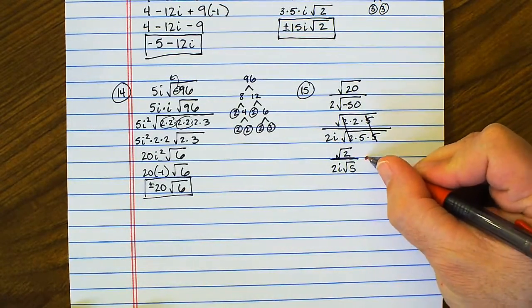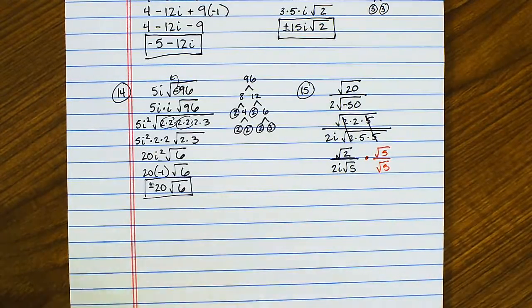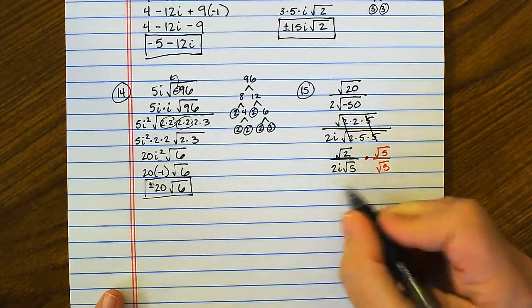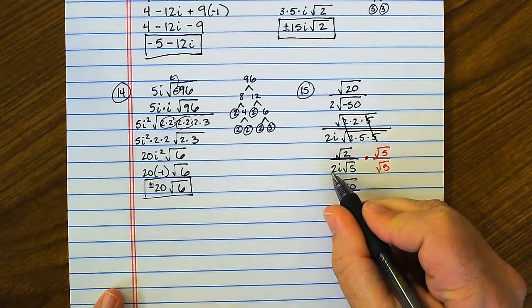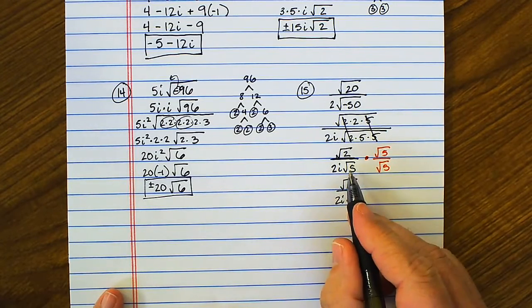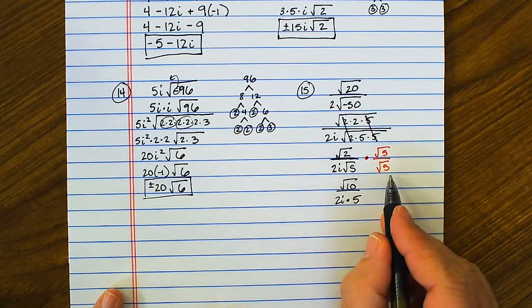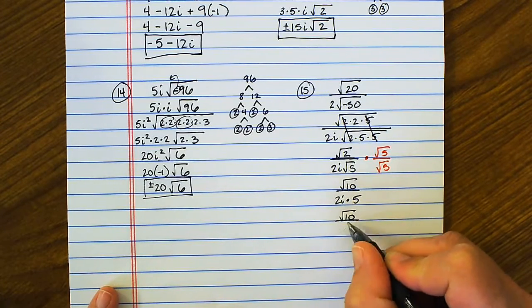Cannot have a radical on the bottom, so I multiply by radical 5 over radical 5. So radical 2 times radical 5 is radical 10. 2i times 5, because 2i and then radical 5 times radical 5 is just 5. So that now gives me radical 10 over 2 times 5 is 10i.